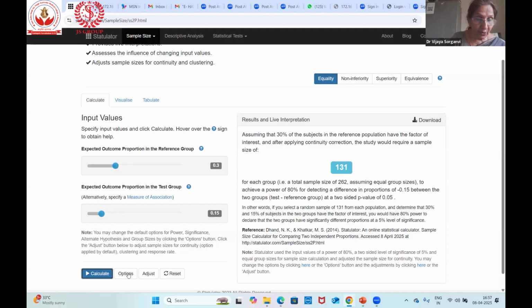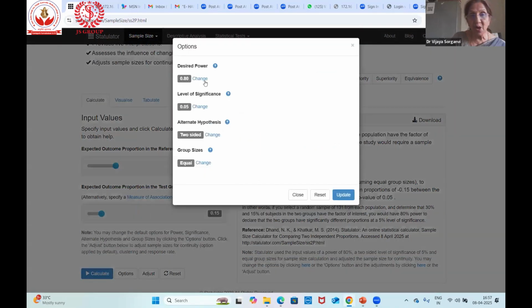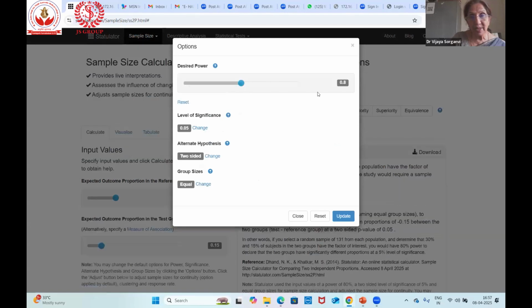Then for adjustment to increase sample size, you can go to options. Here you can change the power by clicking on change, and the default is 80%. You can increase it to 85%, 90% or up to 99%. If we change it and update, our calculated sample size is with that much power. Usually to reduce the beta error, we change the power. If you want to reduce the alpha error, you can change the level of significance. 0.05 to 0.1 you can take, 0.2 you can take.